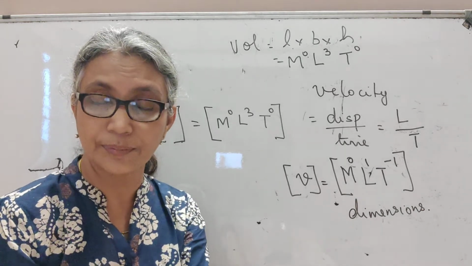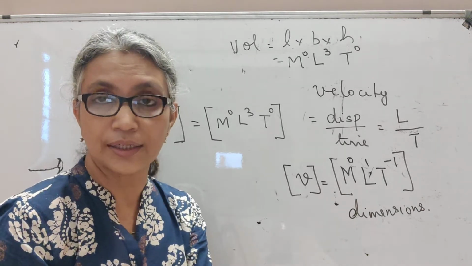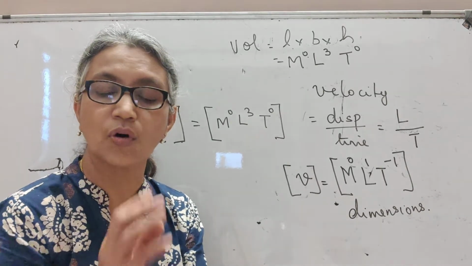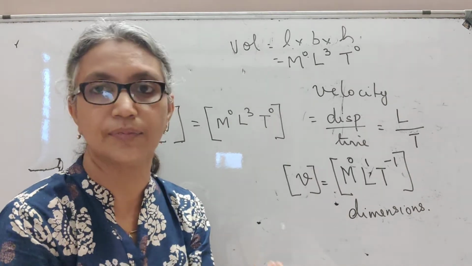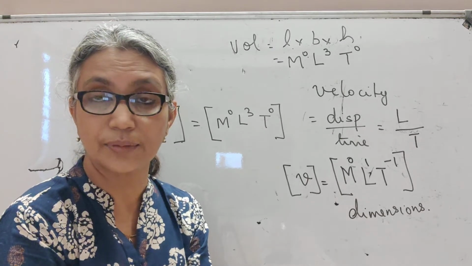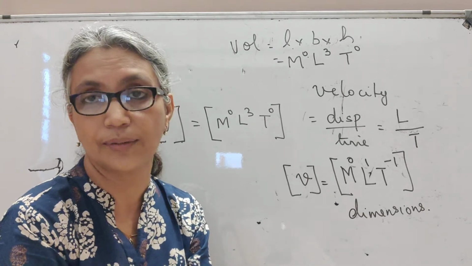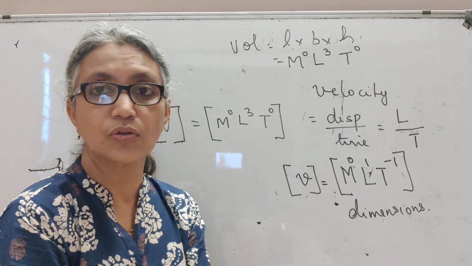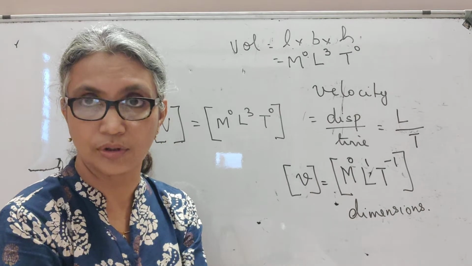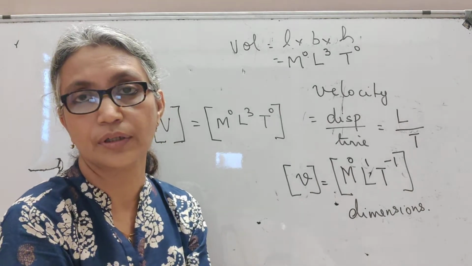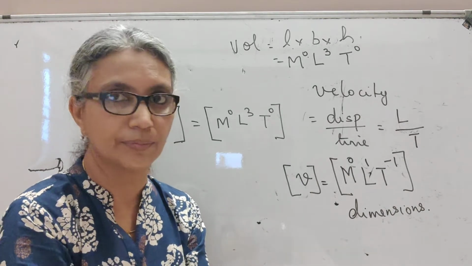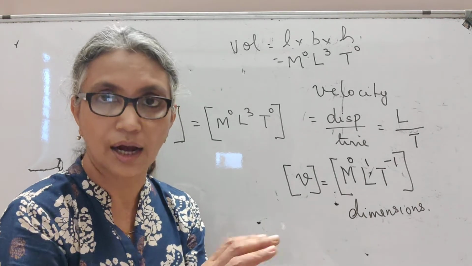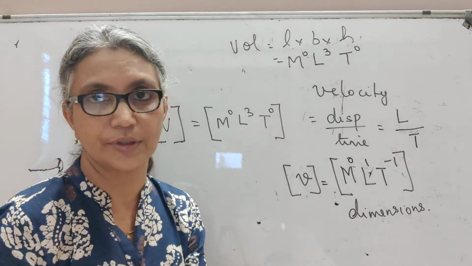The principle of homogeneity simply says that your equation is correct only if all the terms in that equation have the same dimensions. If all the terms do not have the same dimensions, then that equation is incorrect. Or in other words, you can add or subtract physical quantities only if they have the same dimensions. You may multiply, but you cannot add or subtract physical quantities unless they have the same dimensions.